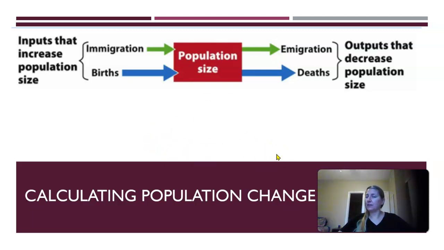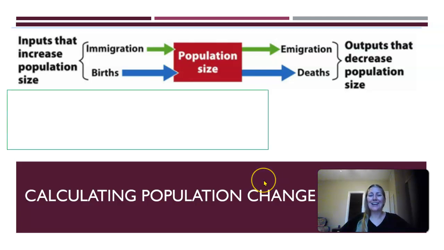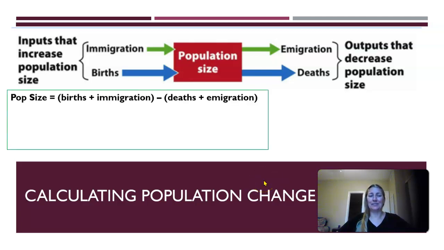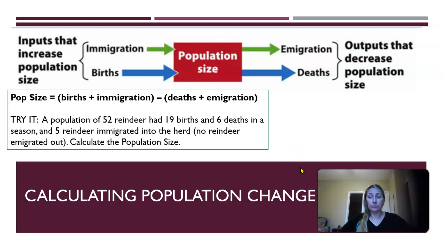So knowing these 4 things, we can calculate a change in population size with another formula that you will need to memorize. And that formula is this: births plus immigration minus deaths plus emigration. And that's going to tell you the change in population size. B plus I minus D plus E. So right now, get a piece of paper, try it yourself.